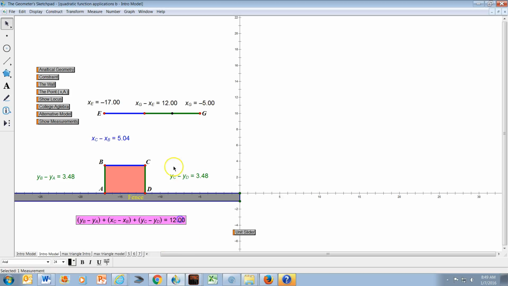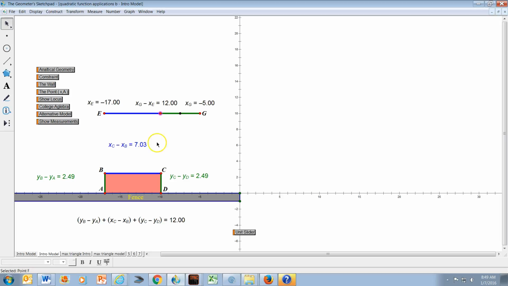Sorry about that. Let me move that up there where it's visible. So notice, it doesn't matter when I move these, they will always add up to 12. Now what we're really interested in is the area of the rectangle.